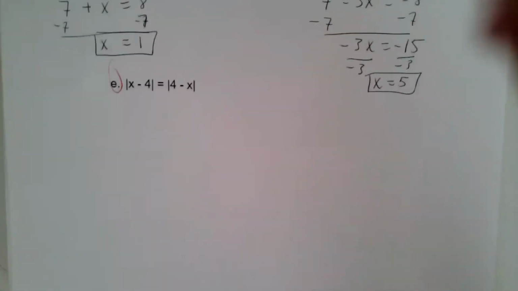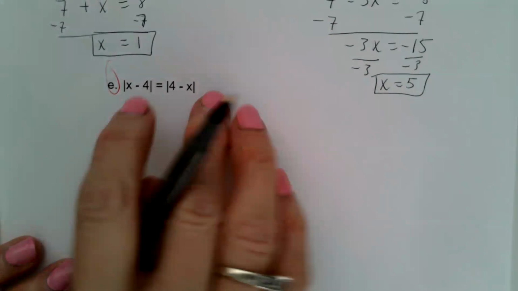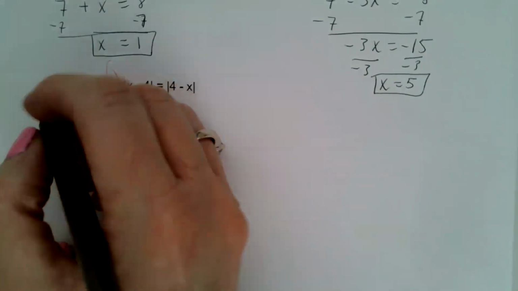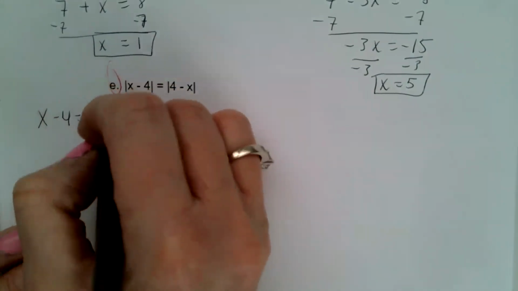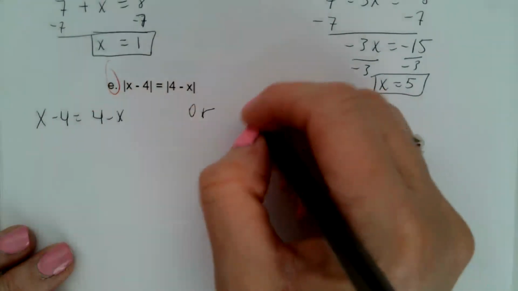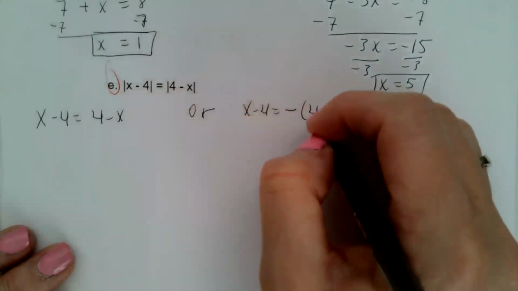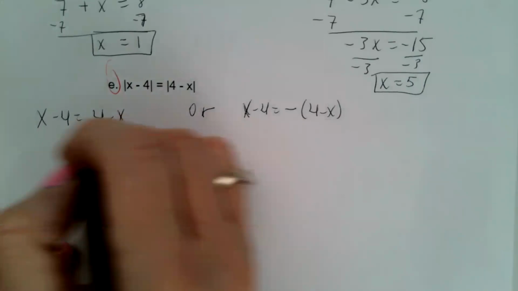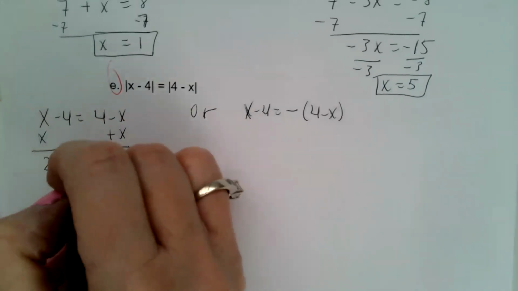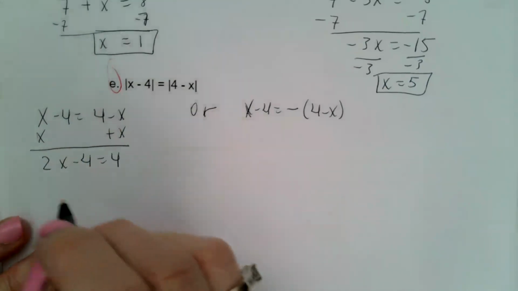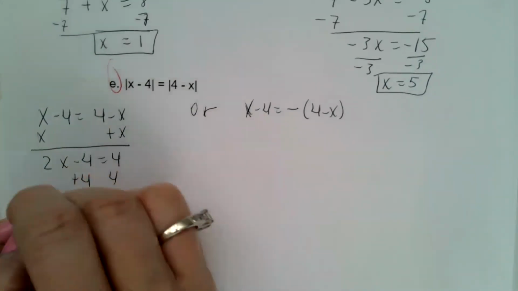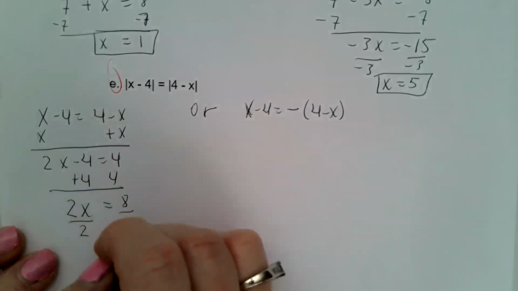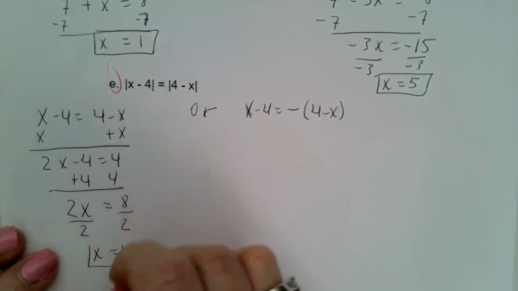And one more for practice, if you're staying with me here, we're going to do the same equals the opposite. So x minus 4 equals 4 minus x, or x minus 4 equals the opposite of 4 minus x. So on this side, I'm going to add x to both sides. So it looks like I have 2x minus 4 equals 4. Then I'm going to add 4 to isolate x here. And dividing by the 2, we get x equals 4.